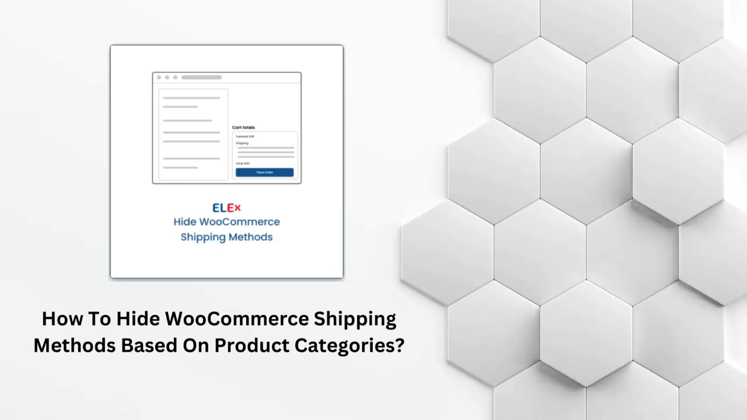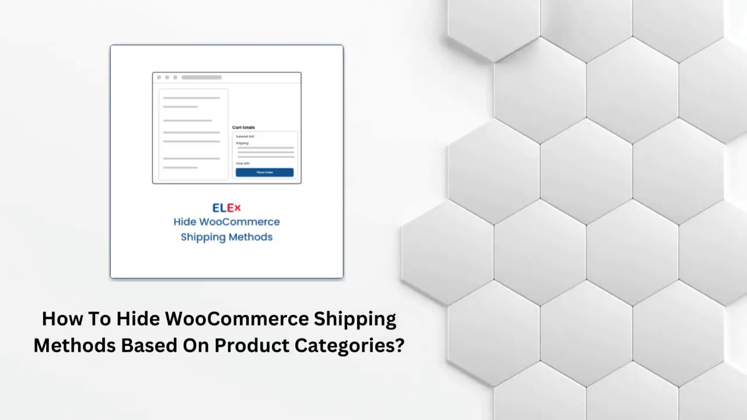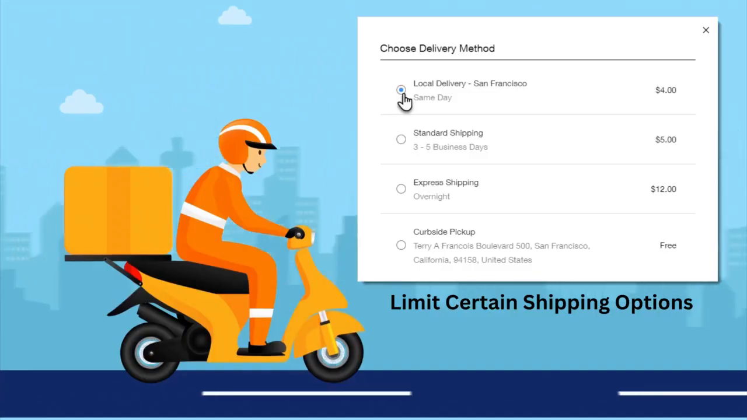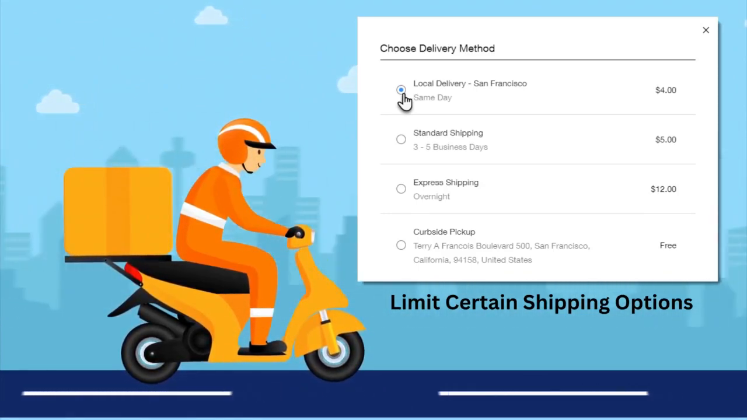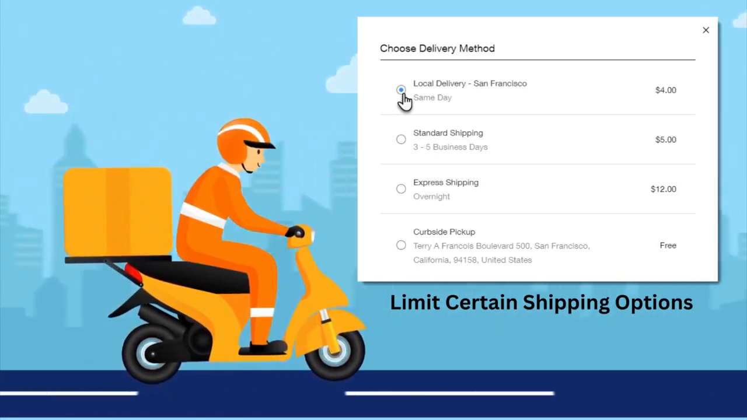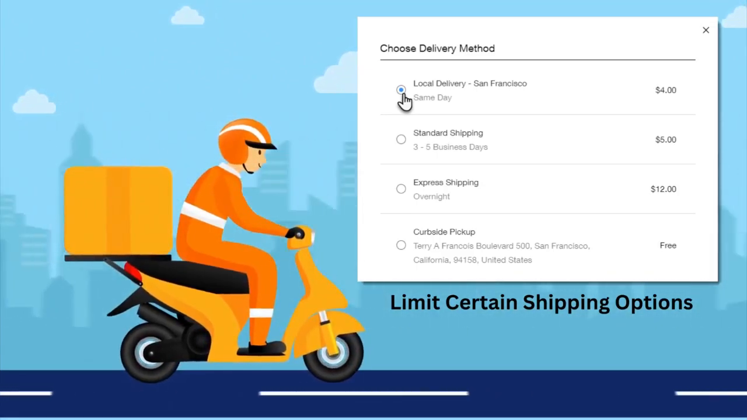Hello everyone and welcome to our tutorial on how to hide WooCommerce shipping methods based on product categories using the ELEX Hide WooCommerce Shipping Methods plugin. Shipping can be a vital aspect of any online store, but sometimes you may want to limit the shipping options based on the product category.